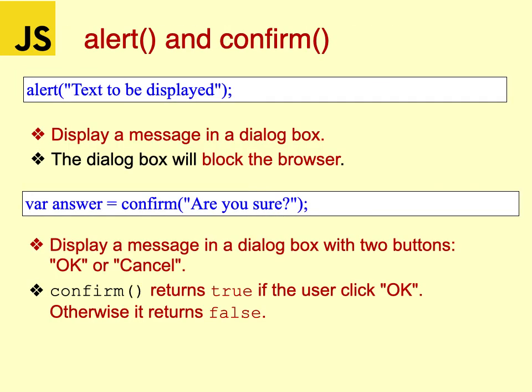Alert and confirm. Alert displays a message in a dialog box. The dialog box will block the browser. When you respond to that dialog box, you can continue with your work in that browser. The second thing is var answer equals confirm, are you sure. It displays a message in the dialog box with two buttons, OK or Cancel. Confirm returns true if the user clicks OK, otherwise it returns false.